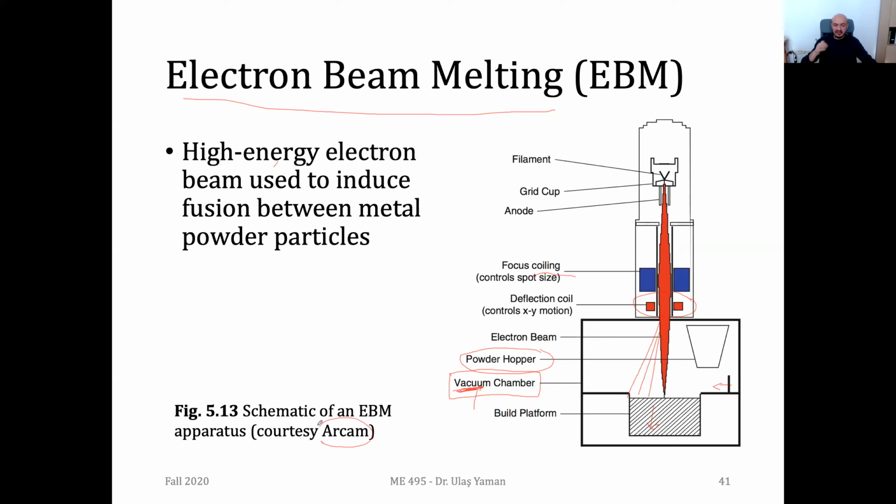It's, I think, a Swedish company, and later I think General Electric acquired them. They are now operating underneath GE.